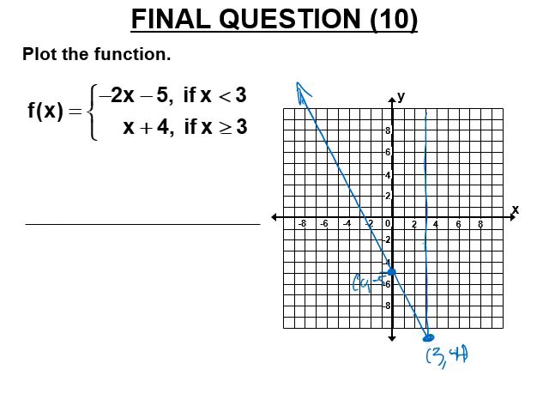Okay, now the other side. x plus 4, so y-intercept of (0, 4), slope of 1. And again, we only need the part that is greater than or equal to 3. So closed circle there, and we have graphed our piecewise function.